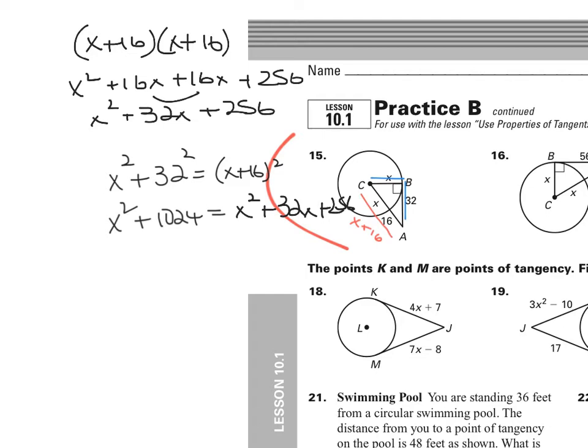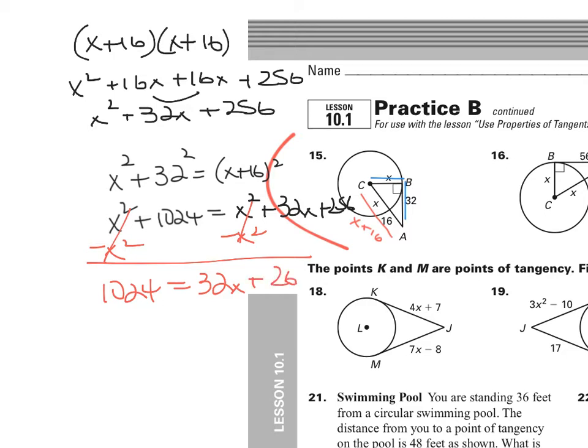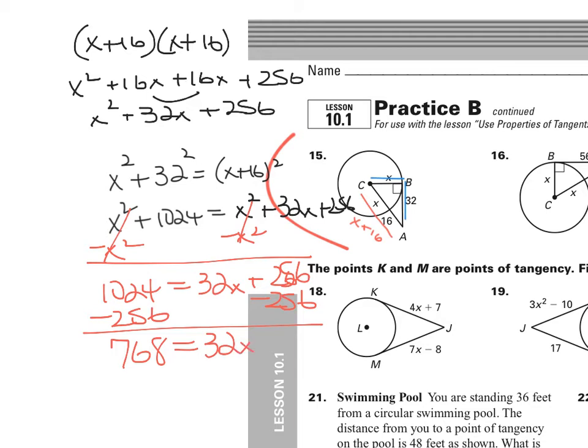I now need to start grouping my like terms. So I'm going to subtract the x squareds, and I'm left with 1,024 is equal to 32x plus 256. Subtract the 256, and that gives me 768. Now divide by 32, and that gives me 24. And that's my answer.